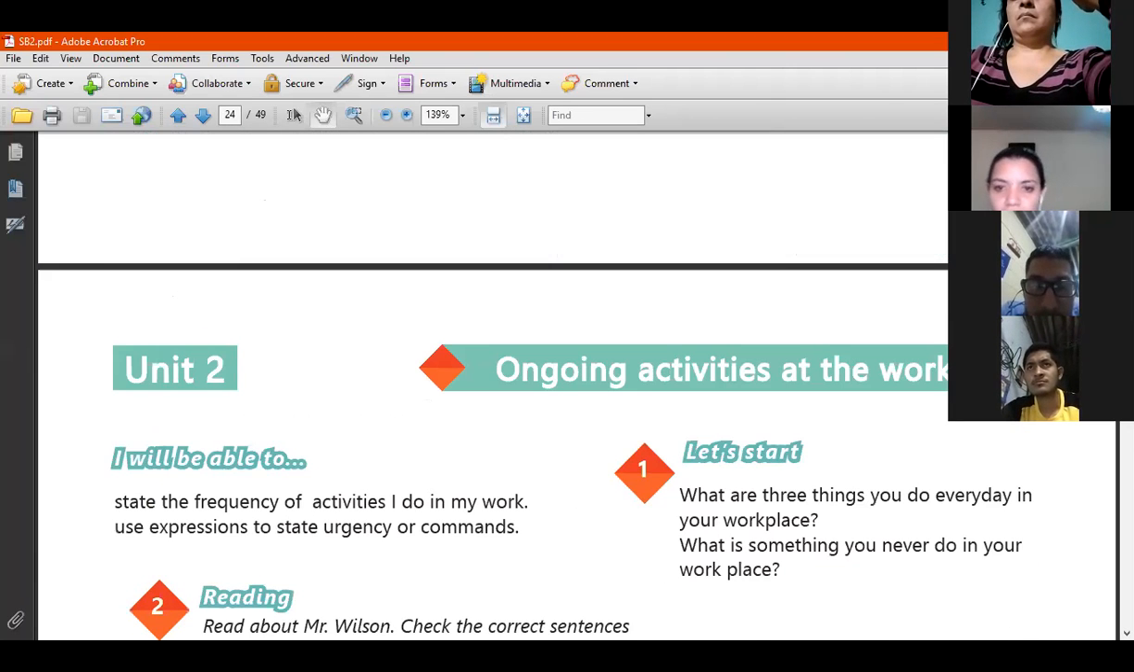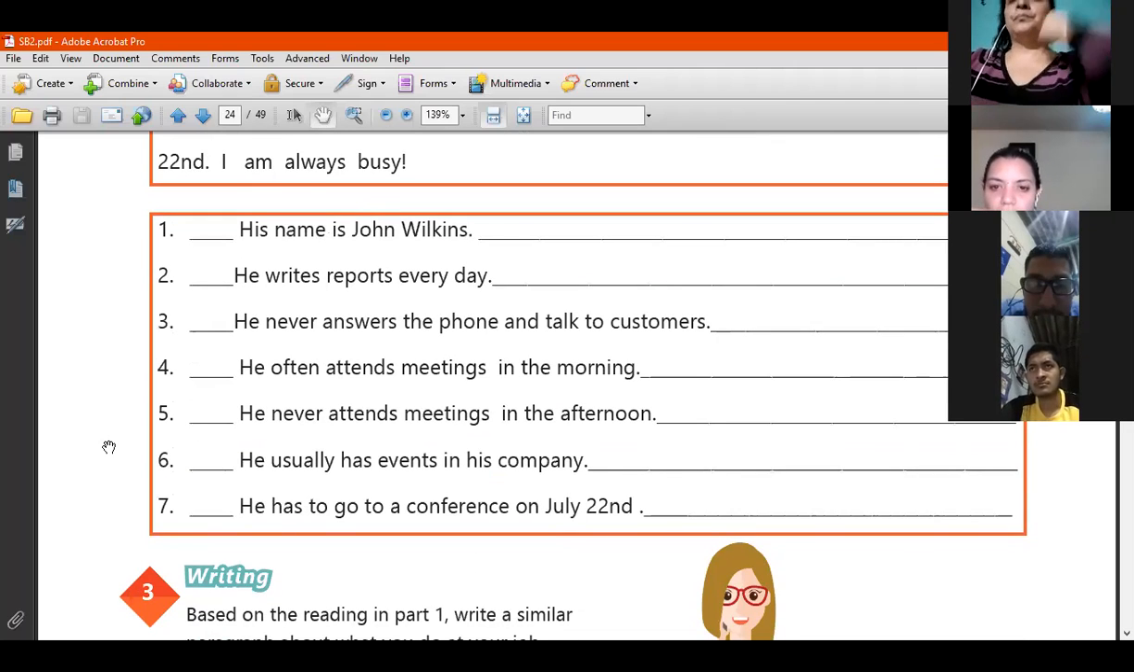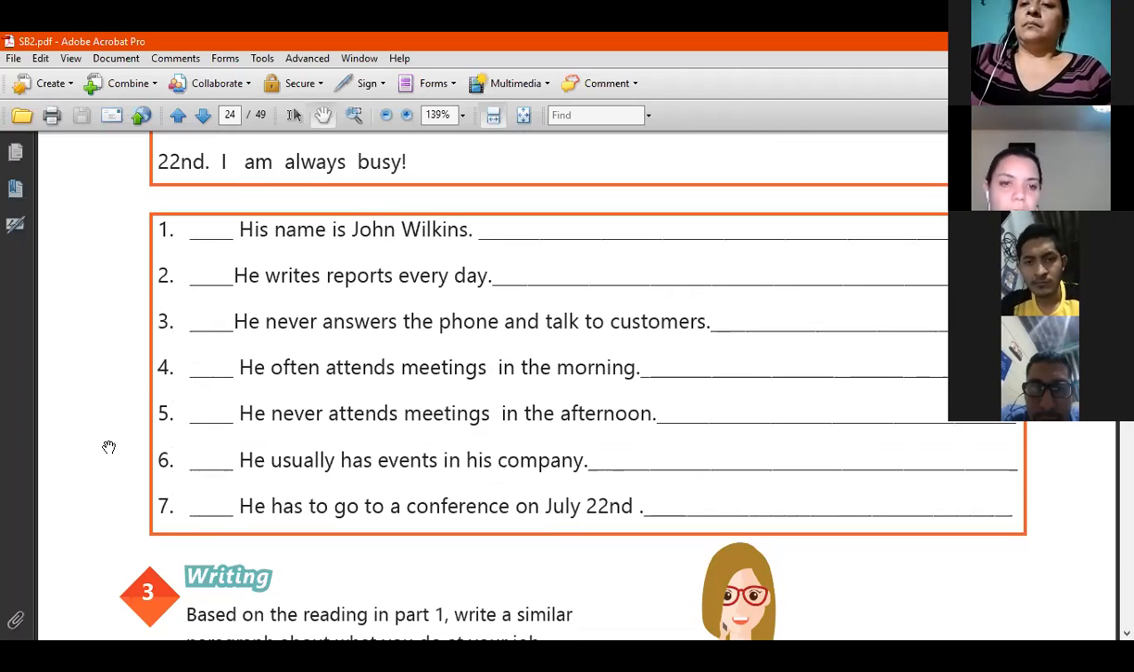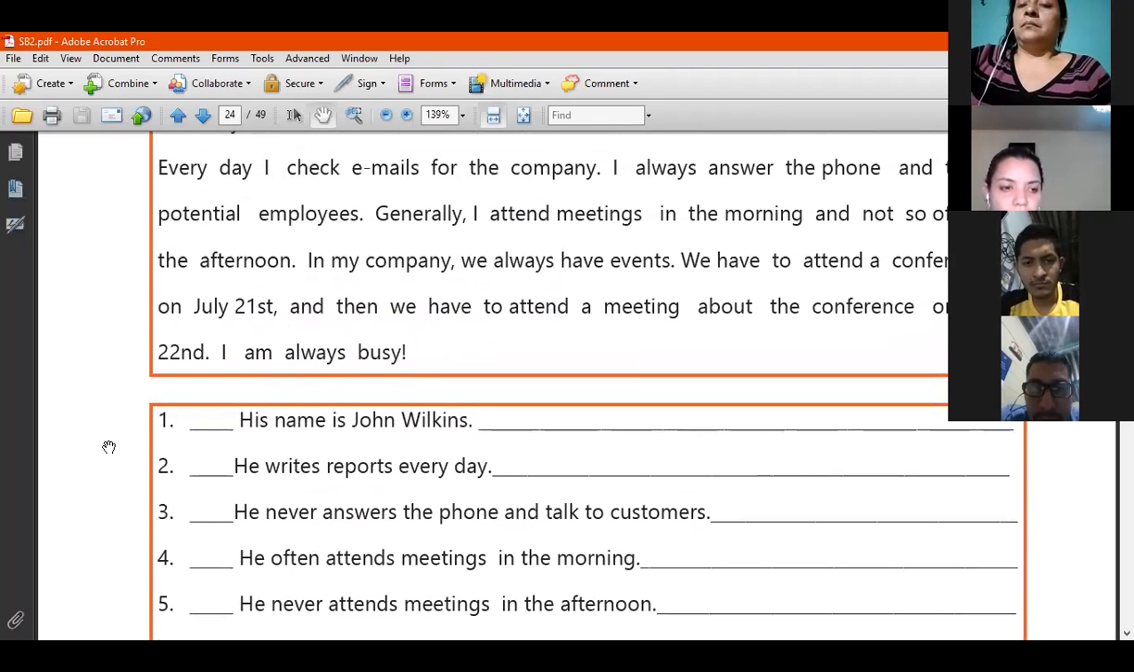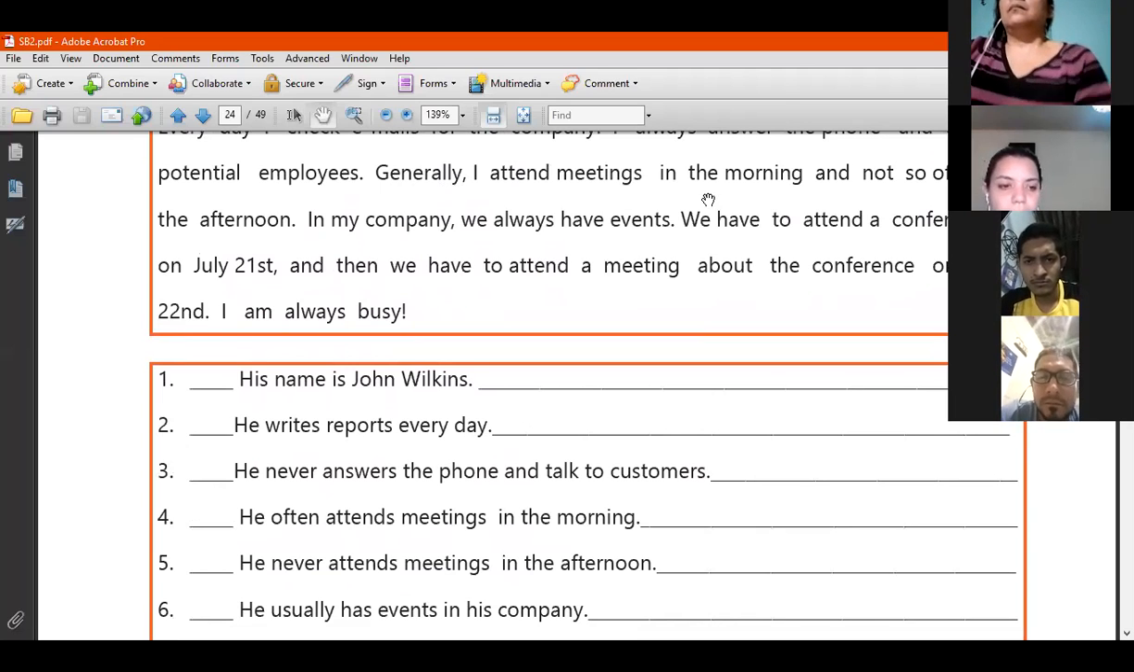Is everyone in agreement with Anna? Is that true? He often attends meetings in the morning? Yes? No? No? Okay. What is the correct form? I don't know, teacher. He generally attends meetings in the morning. Look at here, Anita. He generally attends meetings in the morning. Right? Generally.